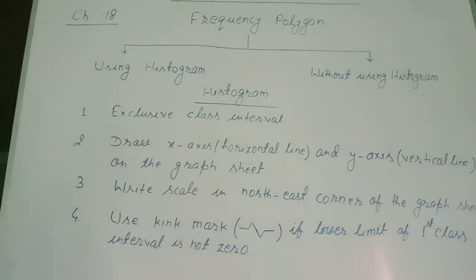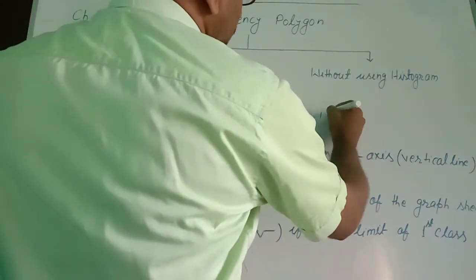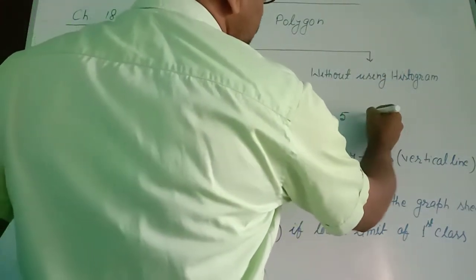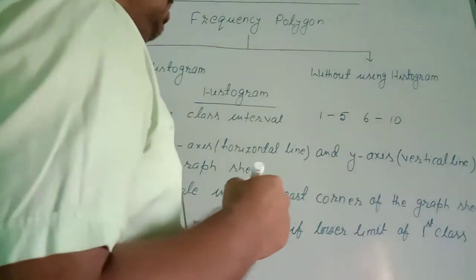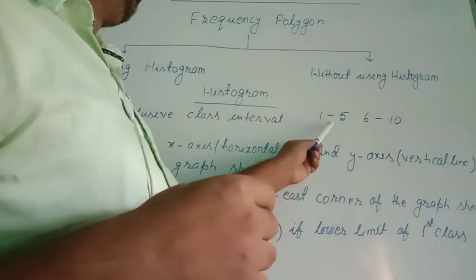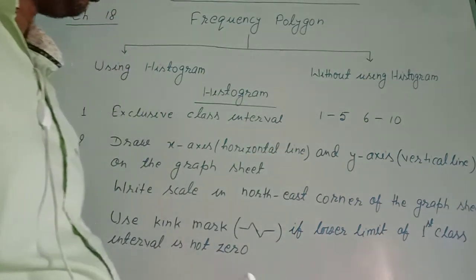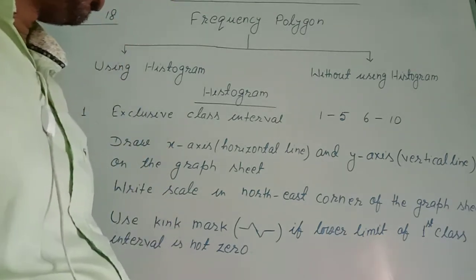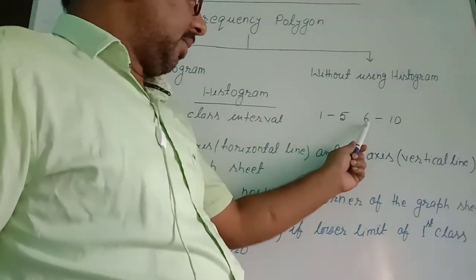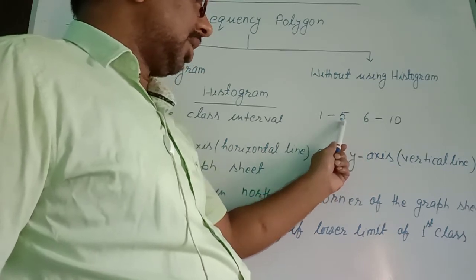You know there are two types of class intervals, inclusive class intervals and exclusive class intervals. Suppose 1 to 5, then 6 to 10. These are inclusive class intervals, or we say discontinued class intervals. Why do we say discontinued class interval? The lower limit of the second class interval is not the upper limit of the first class interval.